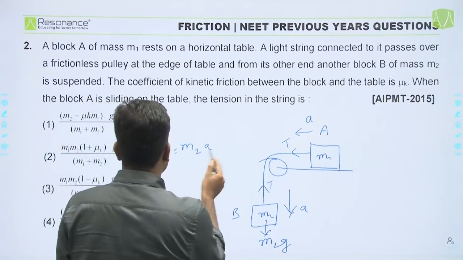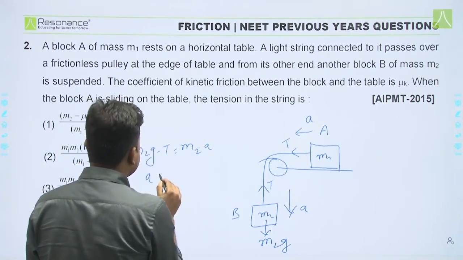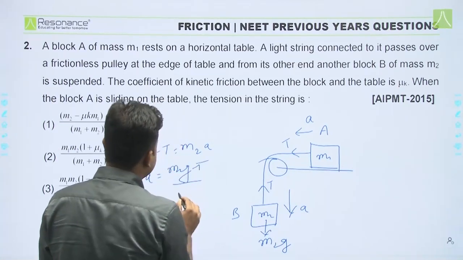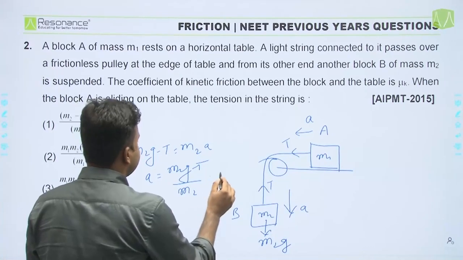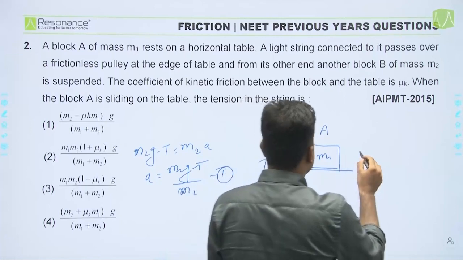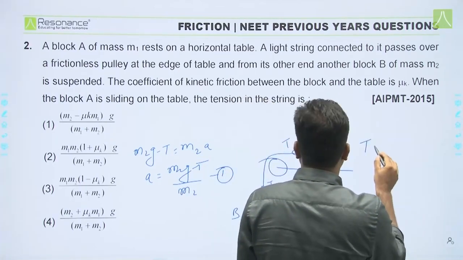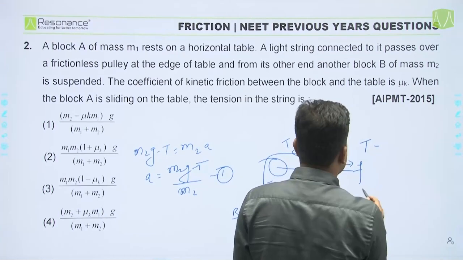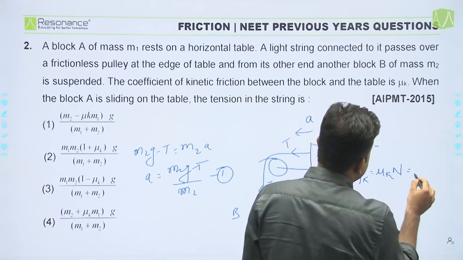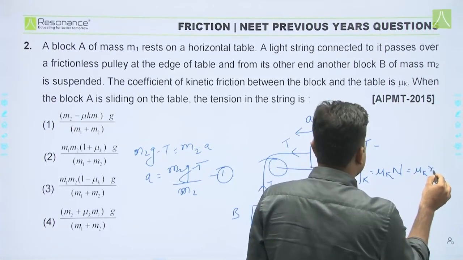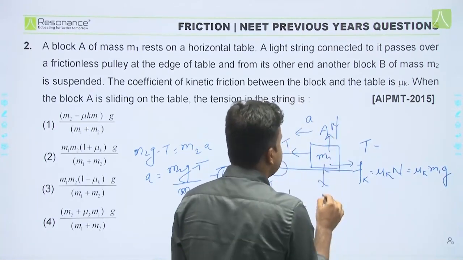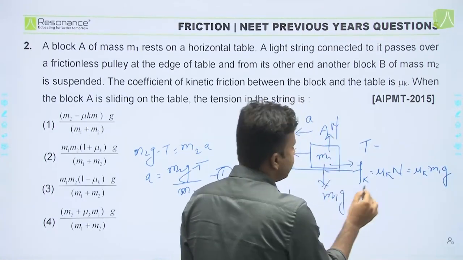We have to find the tension, it means we can write the equation in the form of acceleration. So A equals m2g minus T divided by m2. This one is the first equation. Now for the second equation for this block, T minus, in this direction, friction. Kinetic friction is mu k into N, or what we can write, mu k into m1 g, because the normal force here is equal to m1 into g.